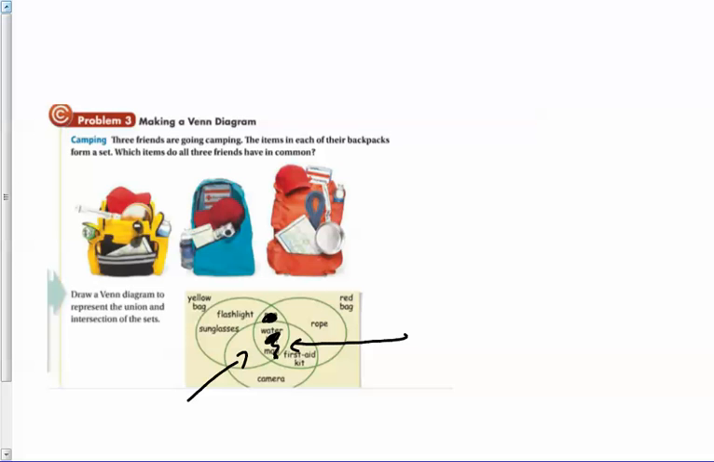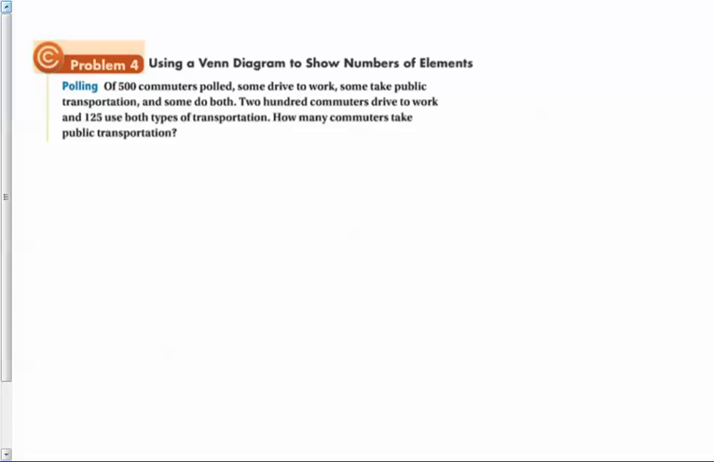The blue bag has a camera only. Nobody else does. The yellow bag has a flashlight and sunglasses, and the red bag has a rope. So together, it looks like they're pretty much set for a camping trip. You got it. Take a moment, pause the video, and do the guide. I'll see you here in a sec.